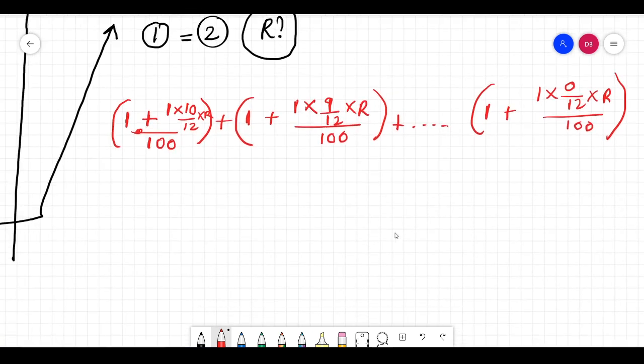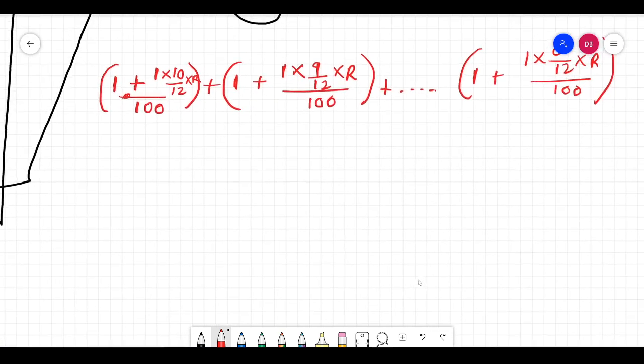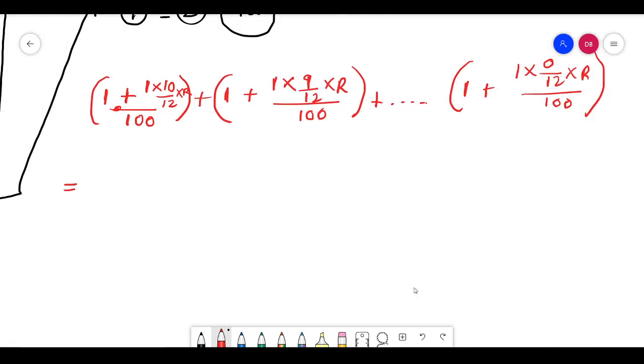Right? So let's simplify this equation. Now if you look at this equation, how many times are you paying 1 rupee? You're paying it 11 times, right? So this one and this one. So there are 11 ones. So 11 into 1 is 11. So we are done with that.